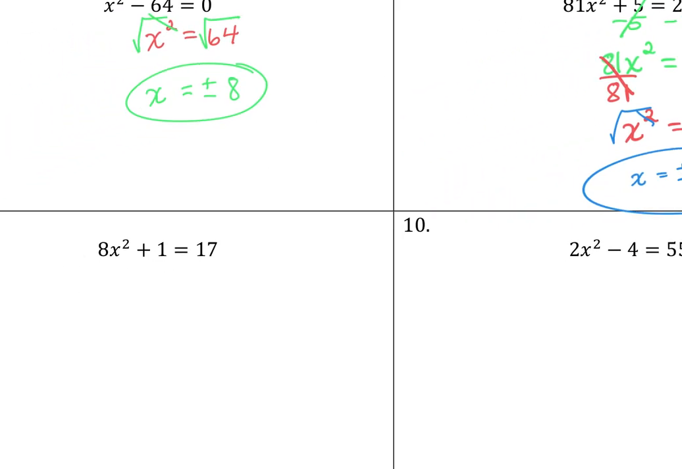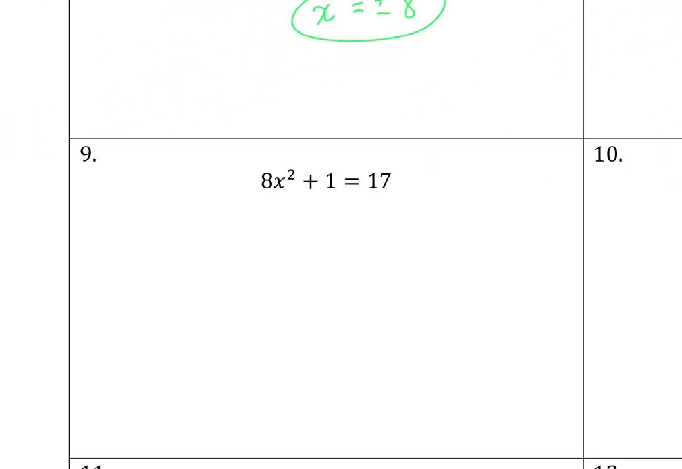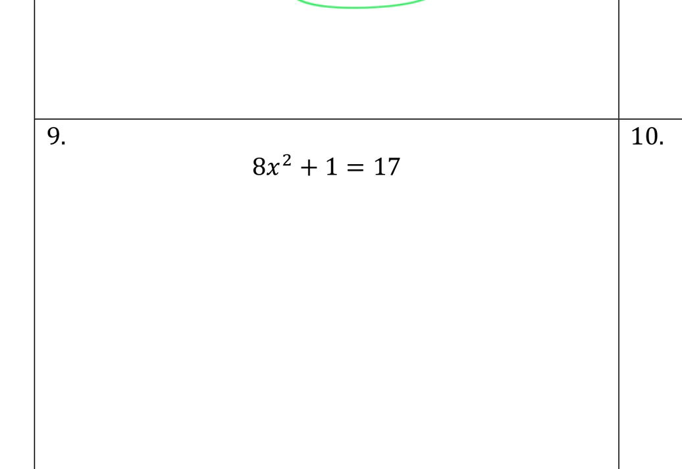Moving on to number 9. We have x squared plus 1 equals 17. So again, we need to get x squared by itself. So just like every other time we solve an equation, move the constant over, then move the coefficient. So we subtract the 1. 8x squared is equal to 16.